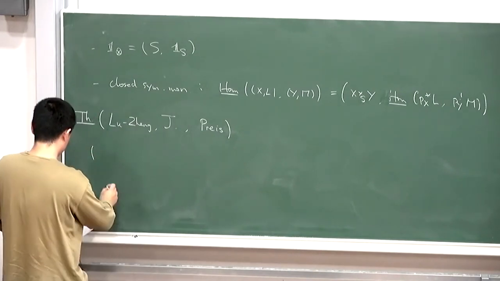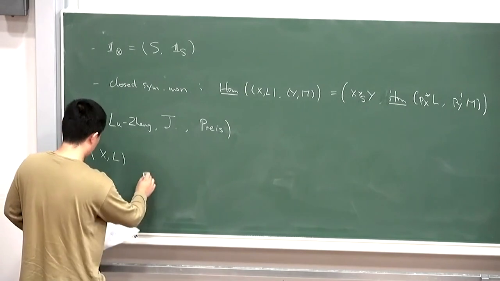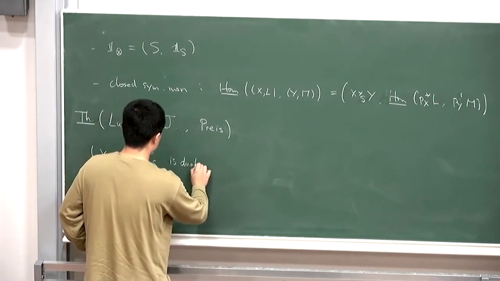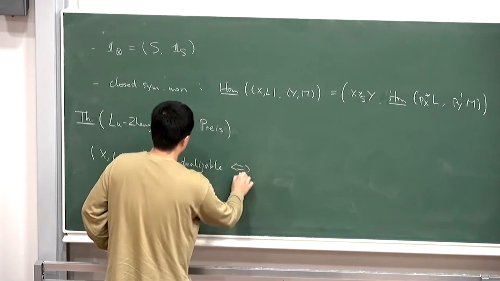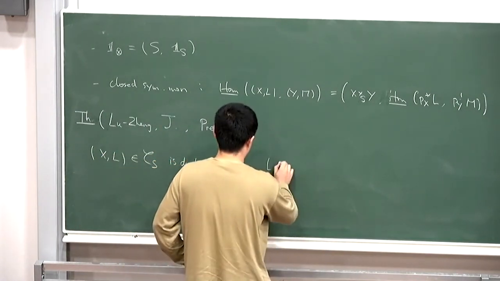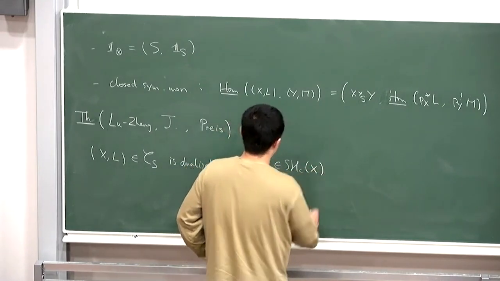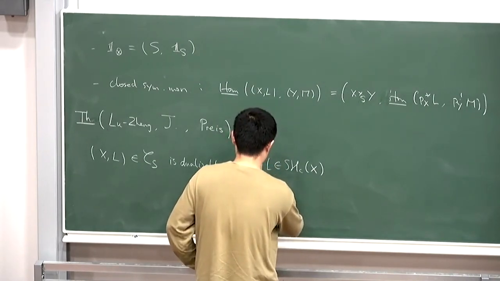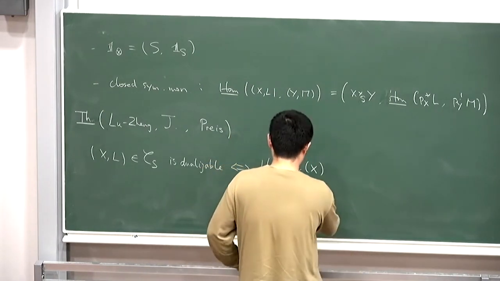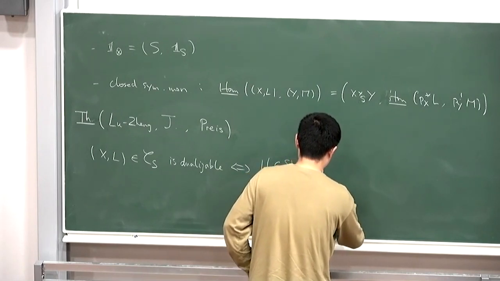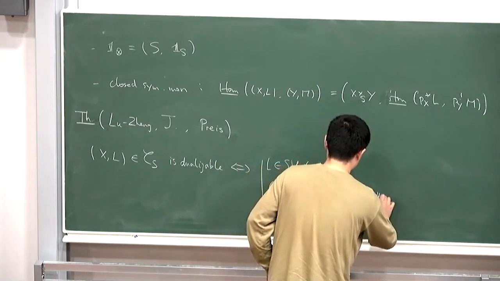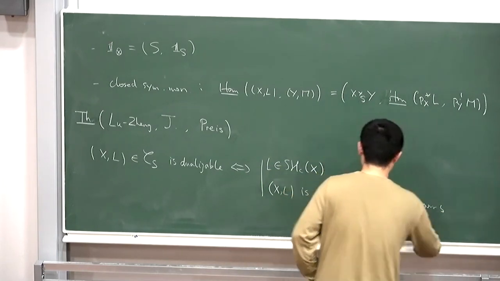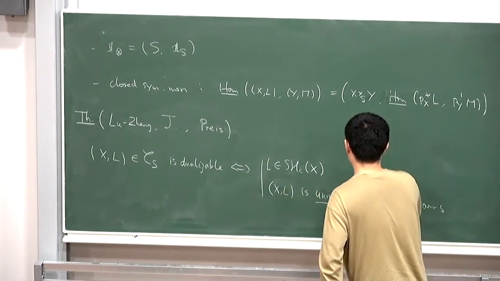So the statement is as follows. If you have an object XL in CS, then this object is dualizable if and only if L is a constructible motivic spectrum, but also it satisfies the following condition: the pair is universally locally acyclic over S. I will abbreviate this as ULA.